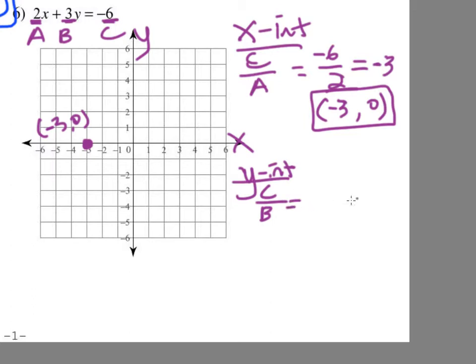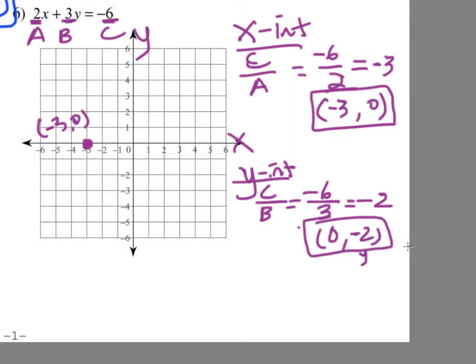Now let's do our y-intercept. C over B is negative 6 over 3. 6 over 3 gives me 2, so I get negative 2 for my y. That is 0 comma negative 2, because this should be in the y position now. Let's put that on our y-axis, 0 comma negative 2. And we'll draw a line between them with our straight edge as best we can.